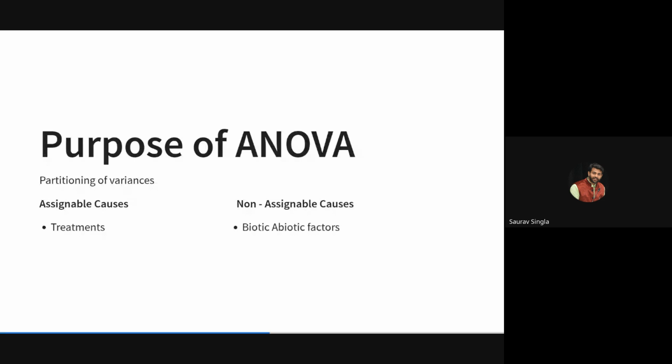So here comes the thing: ANOVA has the capability to partition the variation that is caused by your treatment and the variation that is caused by the factors that are beyond your control. Now, what are the things that are beyond your control?